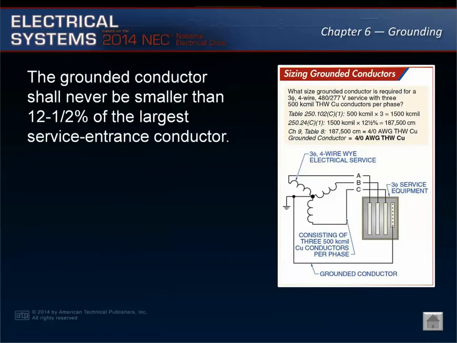For electrical installations which utilize parallel service entrance phase conductors, the minimum size of the grounded conductor is based on the total circular mil area of the conductors. For example, if three 500 kcmil conductors are installed in parallel, the total equivalent area is 1500 kcmil.